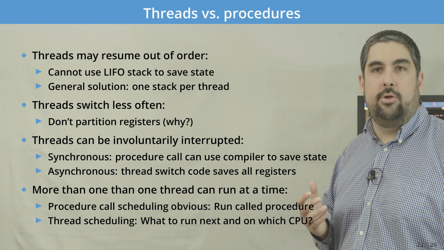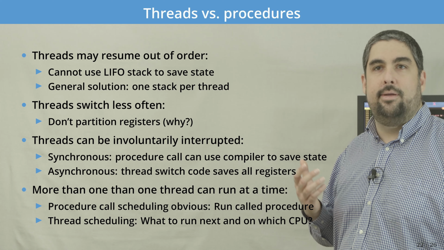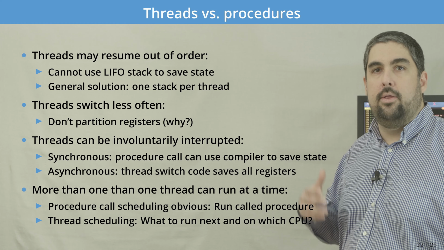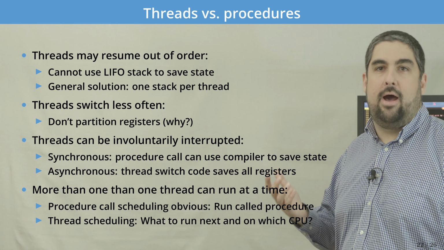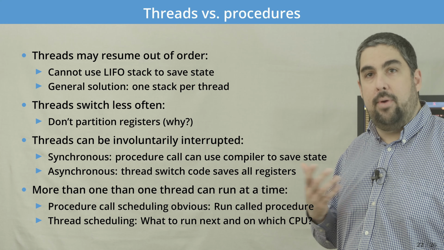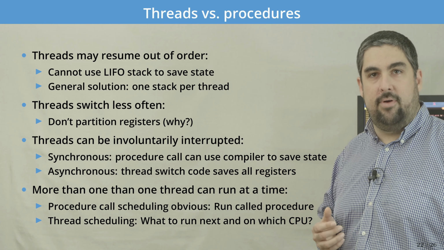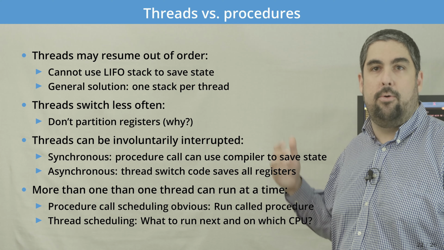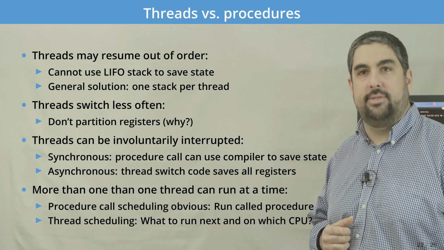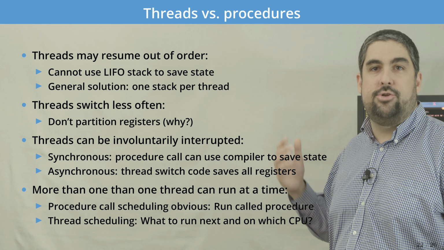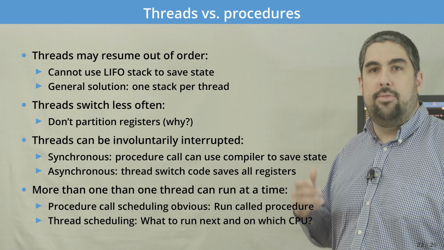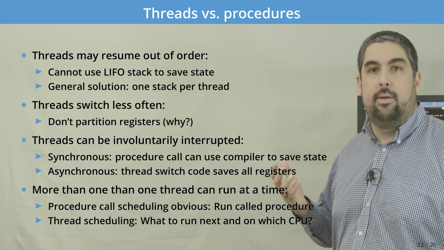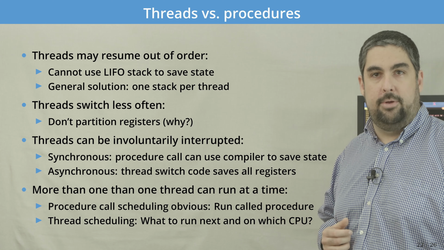So let's briefly just look how threads and procedures or functions differ from each other. Threads, remember, can be resumed out of order, and a thread could call one or more functions, and we could continually call functions just in this stack-oriented way, this last in, first out stack, from each thread. Threads aren't going to switch as often, right? Procedure calls tend to be very short, but threads are going to run long-running computations typically.